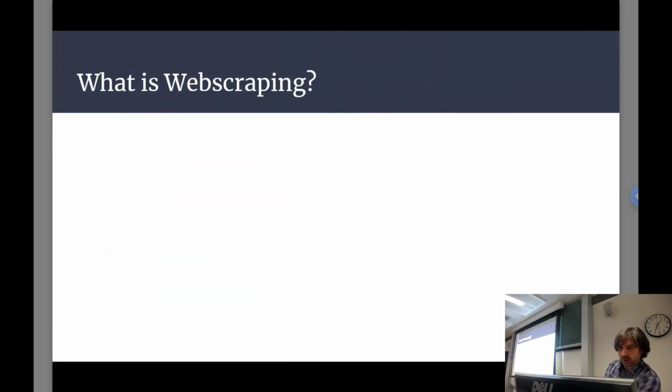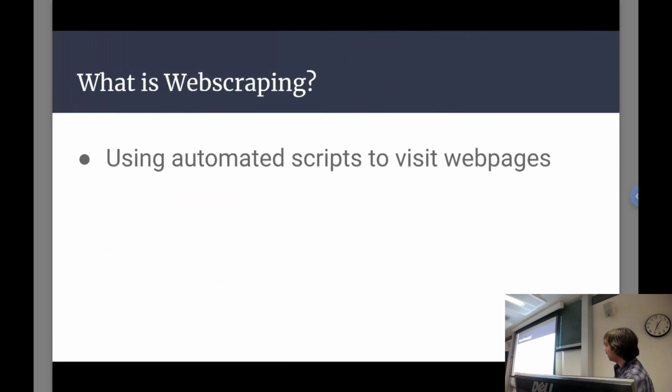So to start with, what exactly is web scraping? Web scraping is using automated scripts to visit web pages. We have some vocabulary connected to this. We'll call the automated scripts spiders. And the spiders will crawl the web. It's all very spooky. So the kind of stuff we'd be using with these spiders, we would use it mainly to extract data.